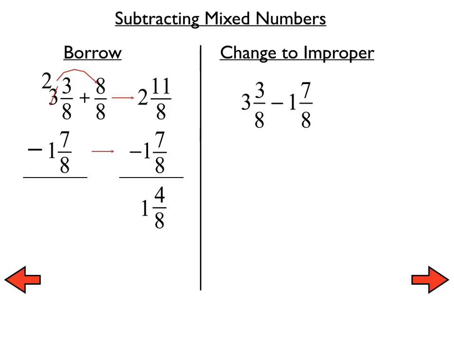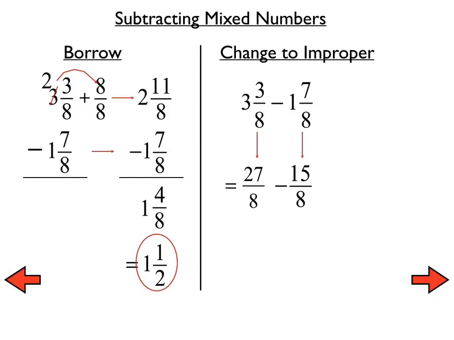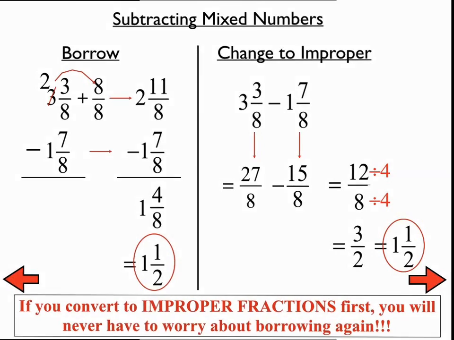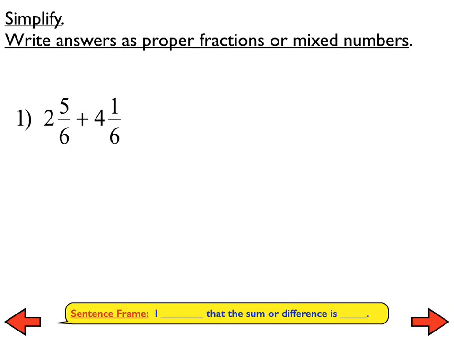That only works for positive fractions. So if you change it to improper, you don't have to worry about messing up. You just keep it simple, keep it neat, reduce and convert. Okay, so please do it this way. So look at number 1. These are both positive, so it's not a big deal. But please practice doing this with me. Change it to improper.